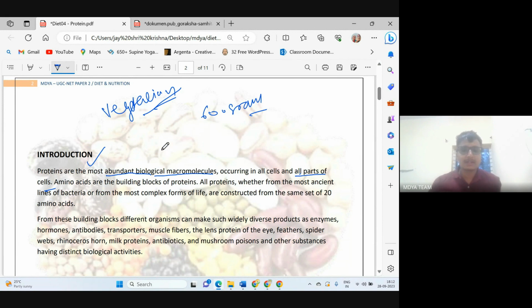Just like monosaccharides are the building blocks of carbohydrate, just like a cell is a building block of our body, similarly amino acids are the building blocks of protein. Protein is made up of amino acids.